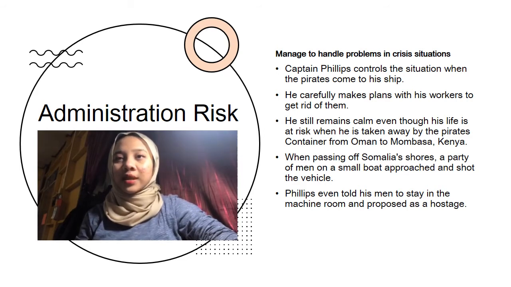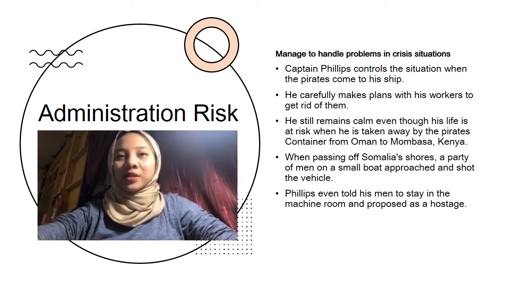Phillip even told his men to stay in the machine room and offered himself as a hostage. Phillip then gave Musa an amount of $30,000 from the ship security, but Musa refused the deal because the shipping firm sought a ransom of millions of dollars. When the negotiation process did not go well, the situation proceeded to a confrontation between the pirates and the Navy SEALs.